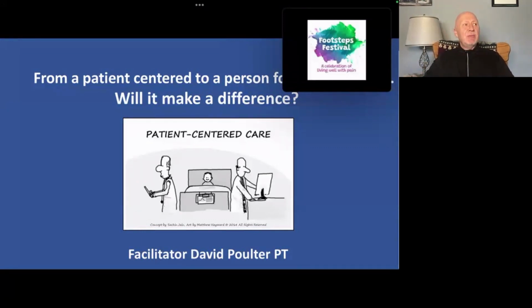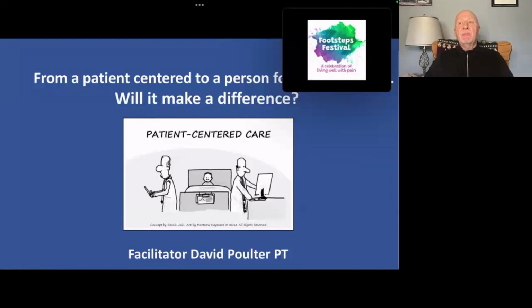You often hear people talking about patient-centered approaches. So today, I'm going to try and persuade you in the first few minutes of this presentation that we should probably switch from patient-centered to person-focused. And we'll ask the question, will it make a difference? I've been accused of it being pedantic or just wordsmith, but I'm going to try and propose the reasons behind why I think person-focused is a better choice of term than patient-centered.